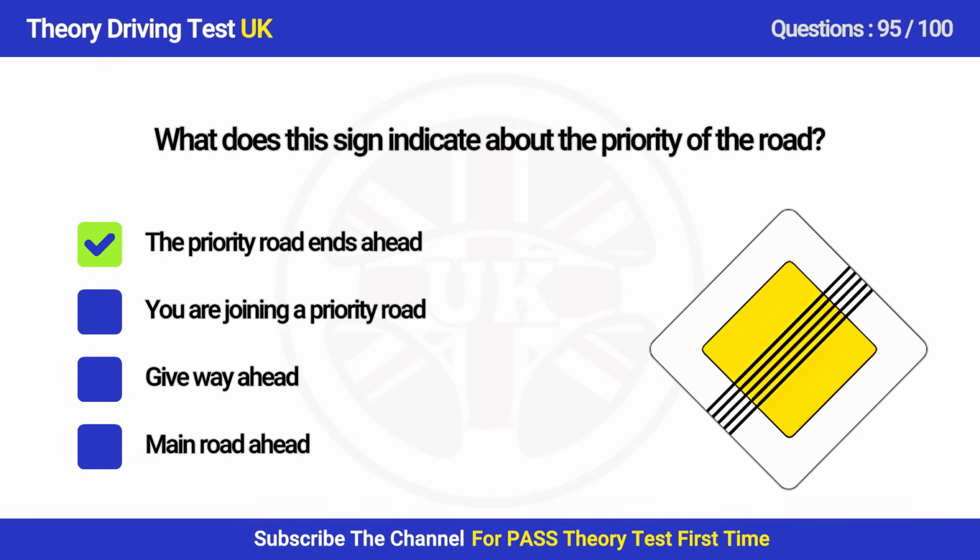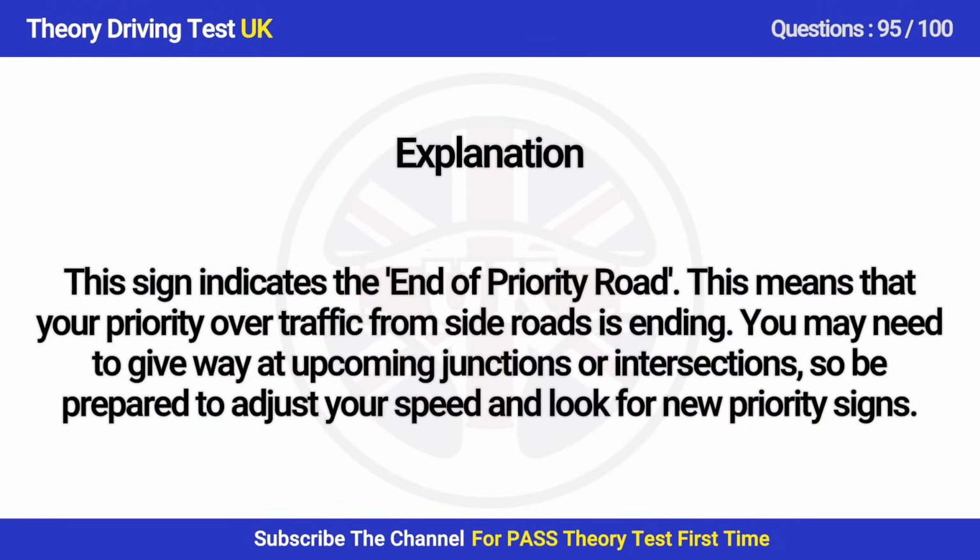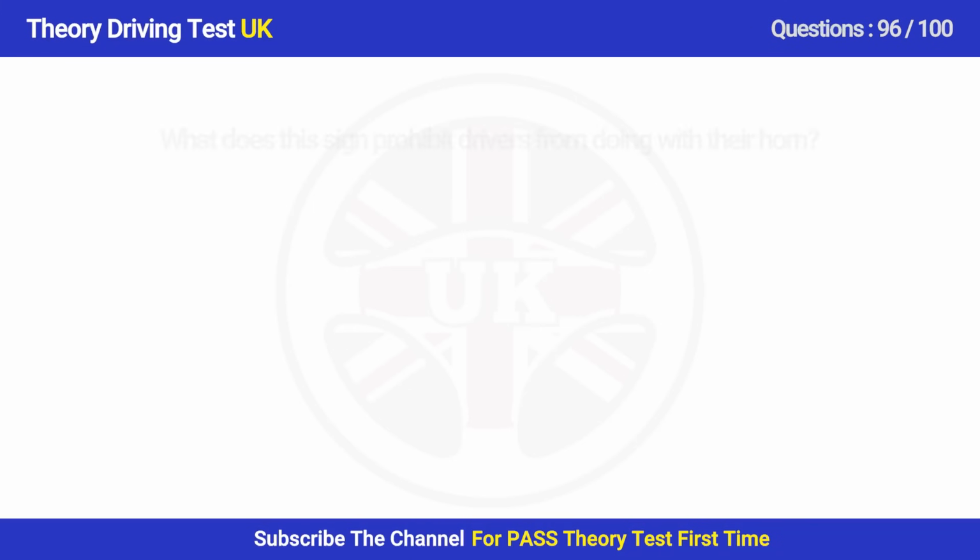Answers is A. The priority road ends ahead. This sign indicates the end of priority road. This means that your priority over traffic from side roads is ending. You may need to give way at upcoming junctions or intersections, so be prepared to adjust your speed and look for new priority signs. Question 96.